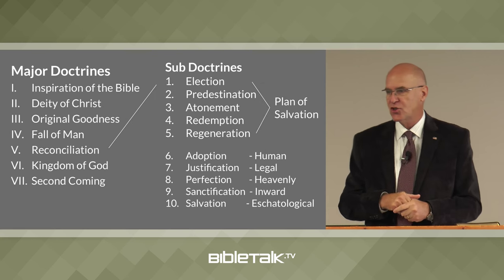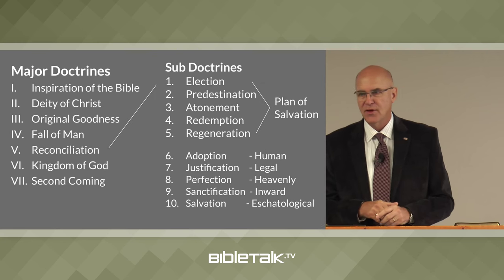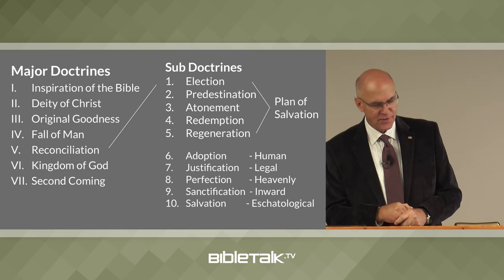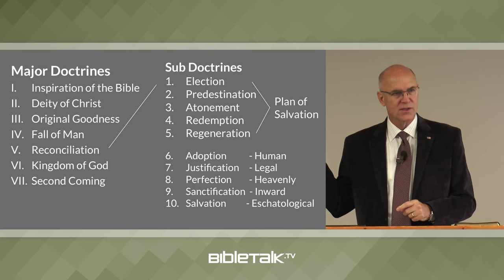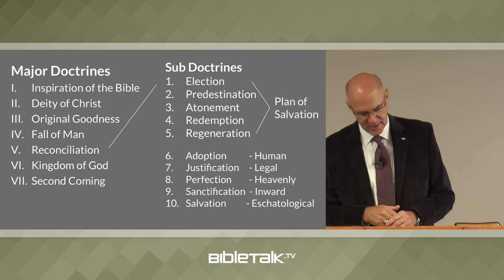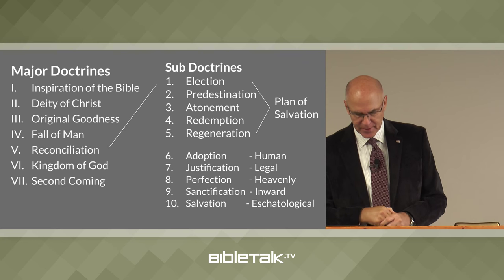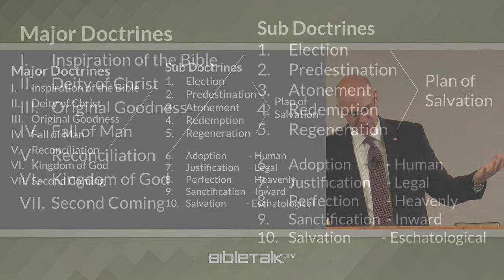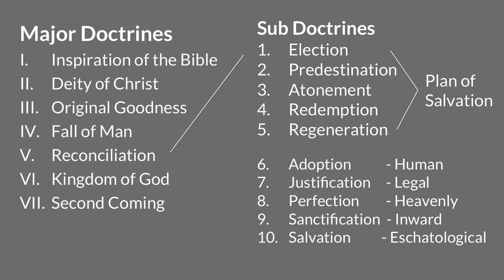Let me throw up our chart. There's the chart that we've been working with. The entire 24 lessons are right there on that chart. The seven major doctrines: inspiration of the Bible, deity of Christ, original goodness, the fall of man, reconciliation of man with God. And then I said we stopped at reconciliation, and under reconciliation there are 10 sub-doctrines.